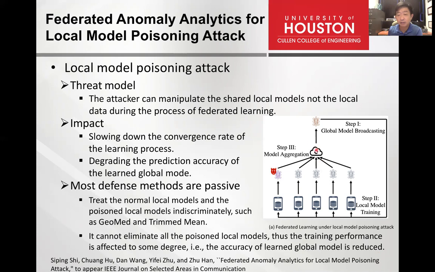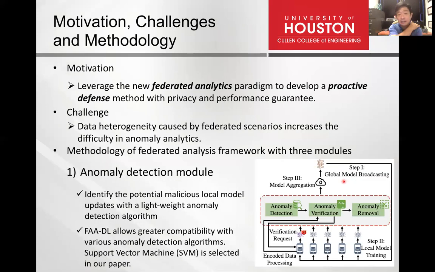So here, what we want to do is, when we do this kind of data aggregation and global broadcast, and then the local model training and data aggregation, some of them are malicious, so the convergence will be much slower. This paper appeared in JSAC. And here we use federated analysis to proactively defend against such things.